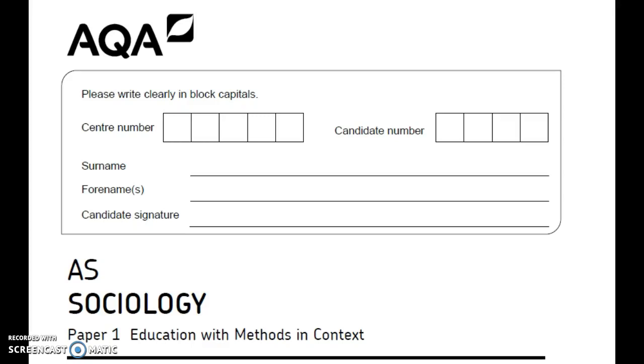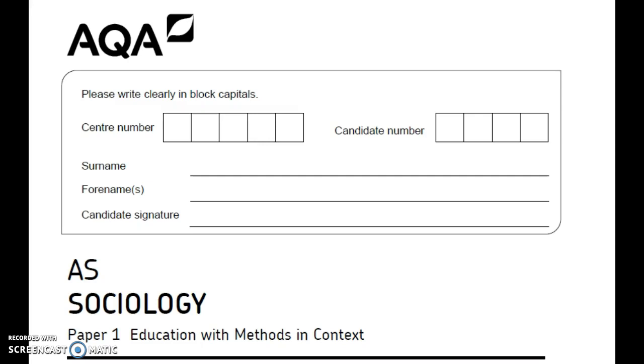This is the AS Sociology paper. This is just the AS paper. This is not the full A-level paper that I have gone through before. I know that some of the people that subscribe to this channel are doing the full A-level and they won't be sitting the AS. They'll be doing internal mock exams. But this is for those that are sitting the real paper tomorrow.